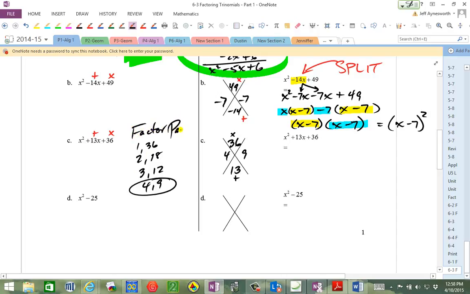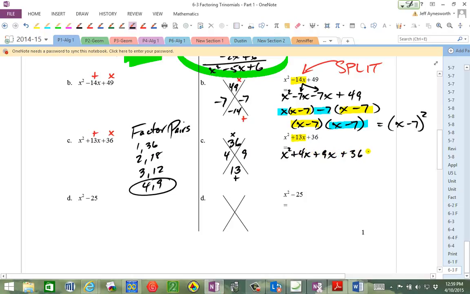All right. So what you have to do is you have to be good at your multiplication skills and your factoring, and then this is fairly easy. Now let's split the middle term. This time the middle term is 13x. So we're going to split it into 4x plus 9x. So plus 4x plus 9x plus 36.